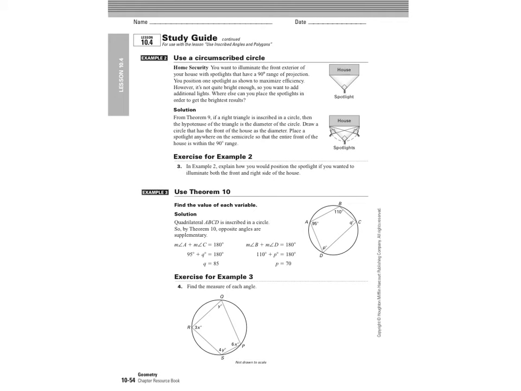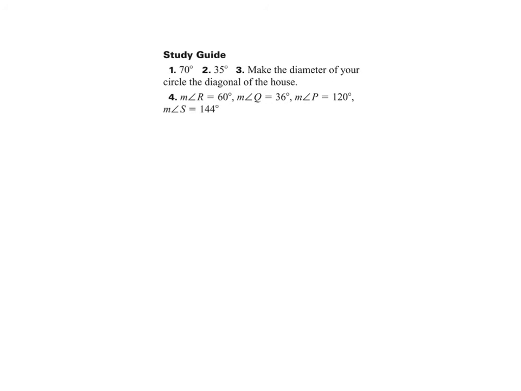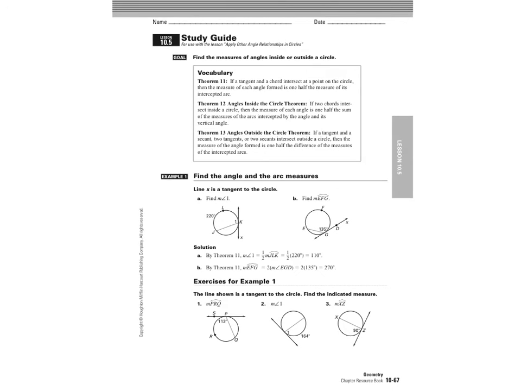Know also when you have a quadrilateral inscribed in a circle that opposite angles are supplements. Don't get confused with properties of parallelograms. So when we have a quadrilateral inscribed in a circle, opposite angles are supplements. So then 10.5, this is where we saw the measure of angles inside and outside.